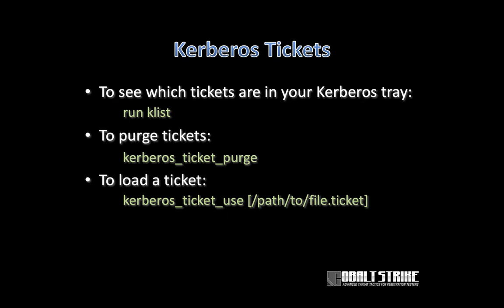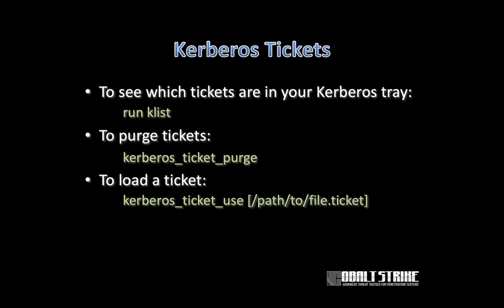But what I want to say is that a Kerberos ticket is another piece of identity material that can be used to authenticate you to a remote system. And your Kerberos tickets are stored in a data structure associated with your logon session called a Kerberos tray. To see which tickets are in your Kerberos tray, use the klist command built into Windows. You can run that with run klist. To purge tickets, use the beacon command kerberos_ticket_purge. This will empty your Kerberos tray.